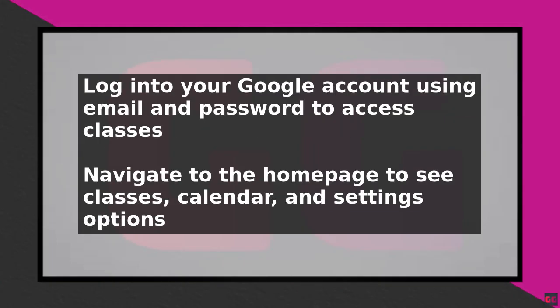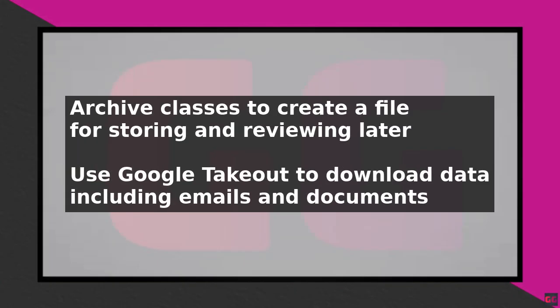To access your classes, you will need to log into your Google account using your email and password. Once logged in, you can navigate to the home page, where you will see your classes, calendar, archived classes, and settings. To back up your data, you can archive your classes, which will create a file that you can store and review later. Alternatively, you can use other methods to back up your data.